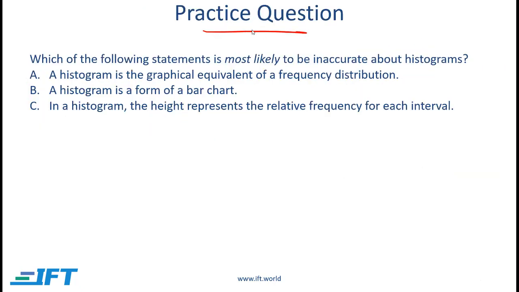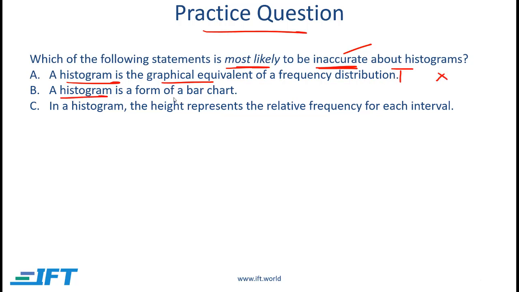Now, a quick practice question. I want you to do this before you look at the solution. So the question is, which of the following statements is most likely to be inaccurate? So we are looking for an inaccurate statement. A histogram is the graphical equivalent of a frequency distribution. So this is a true statement. So this is true, therefore not the correct answer.